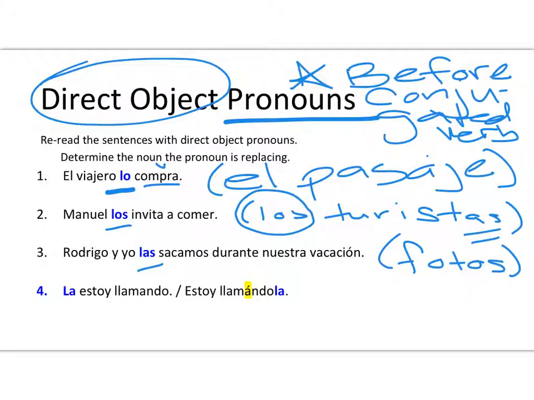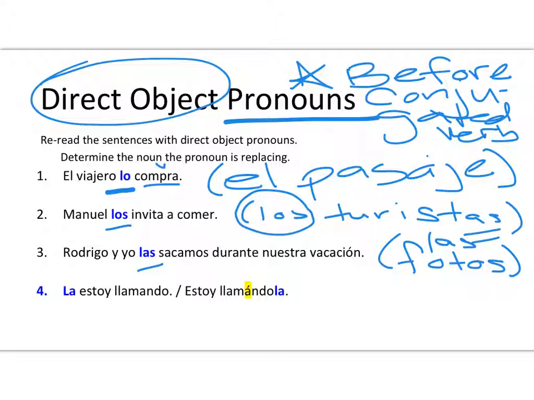Los would be our direct object pronouns. So what's up with las replacing photos? What's our article for photos? Probably las. Why do you think our article is las for photos? Photo, even in English, is a shortened word for what? Photograph. Fotografía is the official word, the full word for photos in español, which is why it's actually feminine. La sacamos.